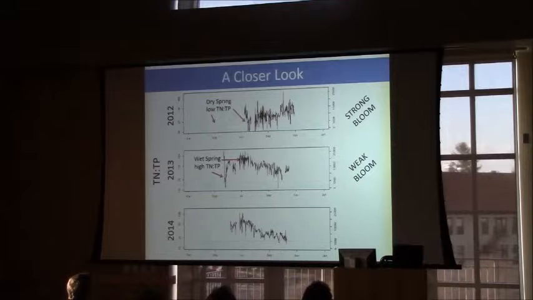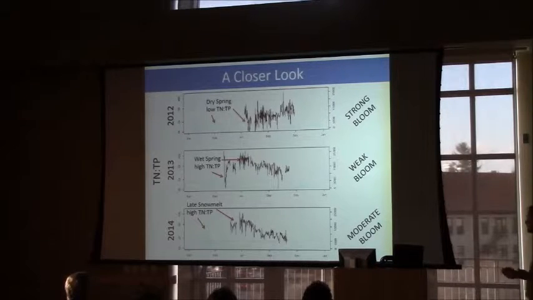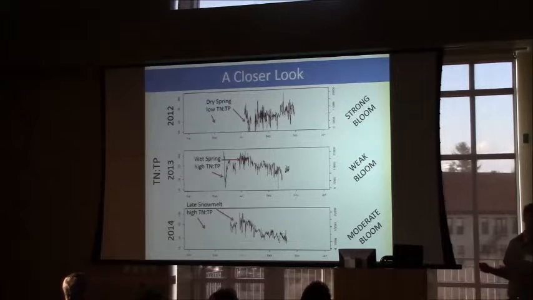By contrast, in 2013, we had the wettest month on record, from late May through early June. This corresponded to extremely high N to P ratios in the heat of the year. 2014 was something intermediate. We had fairly late snowmelt, a reasonably wet spring, and a moderate bloom year. So we think that the timing of the delivery of nutrients, particularly nitrogen in the spring, may have something to do with setting the conditions for the onset of cyanobacteria blooms in Missisquoi.